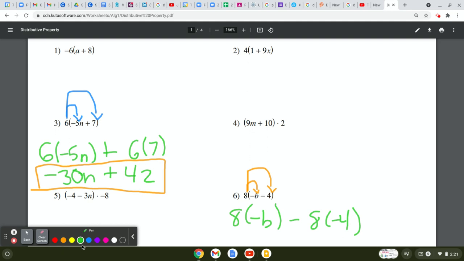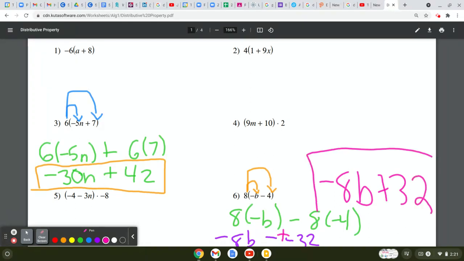So 8 times negative b is going to give me negative 8b. And I'm going to be subtracting 8 times negative 4, which is negative 32. I see there a double negative there. So that's going to become positive. So our final answer, negative 8b plus 32. Look at that. How lovely.